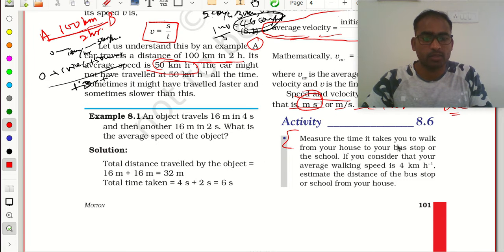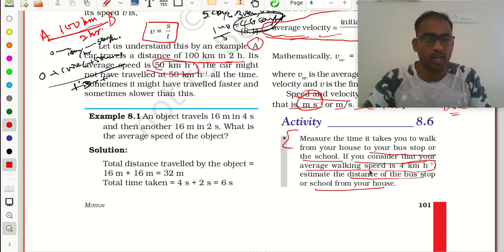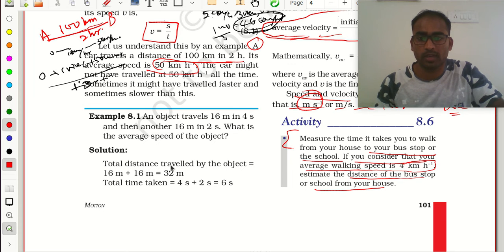Next, one activity. Measure the time it takes you to walk from your house to your bus stop or the school. Consider that your average walking speed is 4 km per hour, and estimate the distance of the bus stop or school from your house. Can you find this one? You know your average speed, and you know the time you took to cover it.